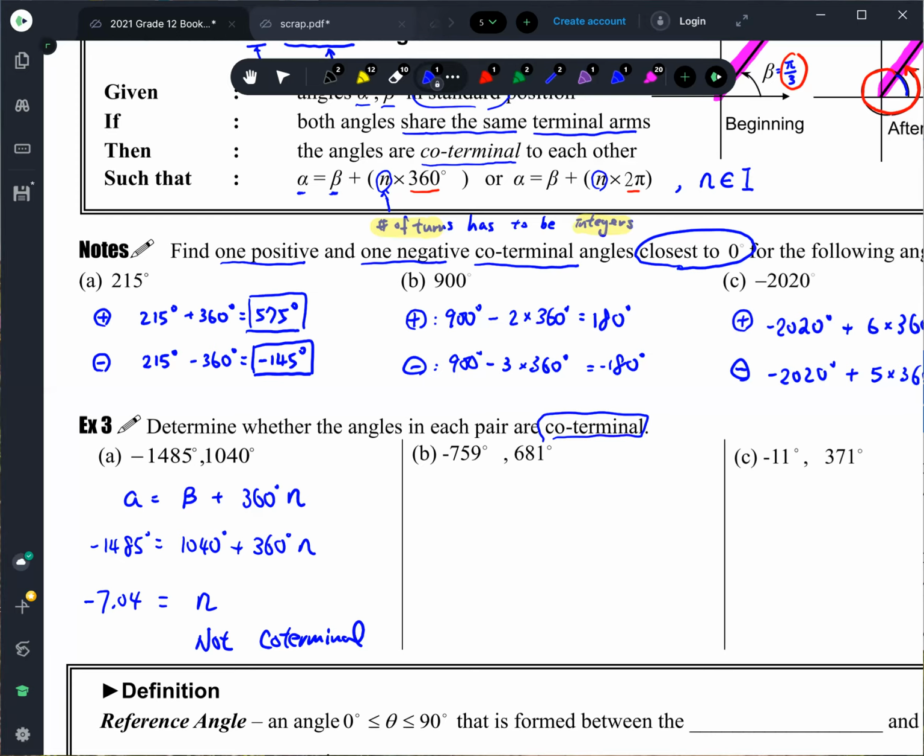Okay, Jenny, what do you think question B? Are they coterminal? Jenny? Sorry, I haven't finished it yet. Question B? No, I'm still halfway through. Okay, so it's still on question B, right? Okay. All right, let me know when you finish B.